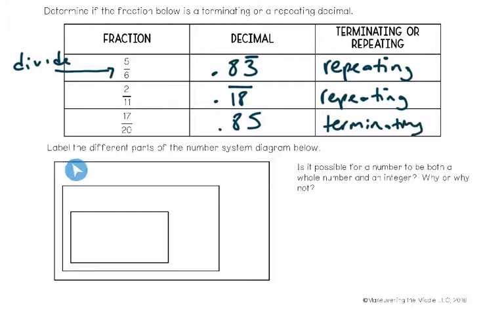So the next section says label the different parts of the number system diagram below. So if you remember, this diagram is what we looked at for my dog Sawyer and classifying him. So we're going to look at the same thing with numbers. So whole numbers is the smallest category. Actually, natural numbers is even smaller than whole numbers, but we'll talk about that in a second. So whole numbers is the smallest category. So some examples of whole numbers are, remember, 0, 1, 2, and so on. 1, 2, 3, 4. It's all the positive whole numbers.